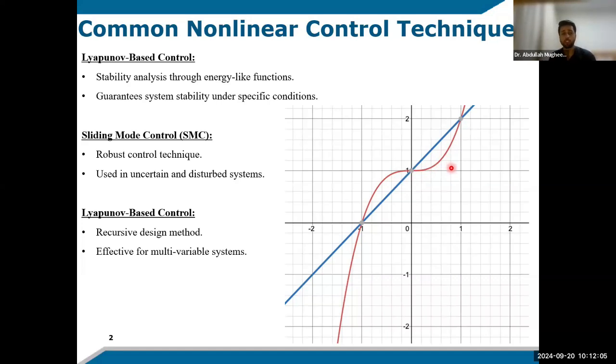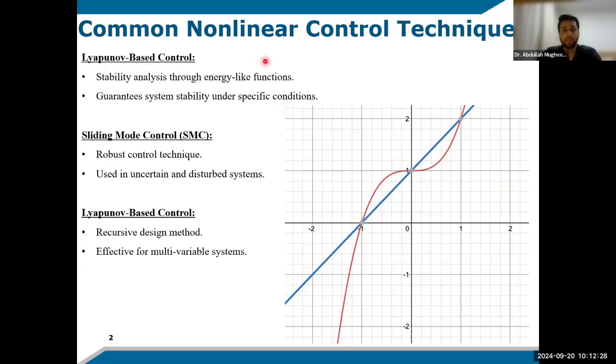So we don't just need to consider the output that we may get. We need to control it. These are three, among many, of the nonlinear control techniques that are being used by a lot of researchers in this domain. And first is this Lyapunov-based control.